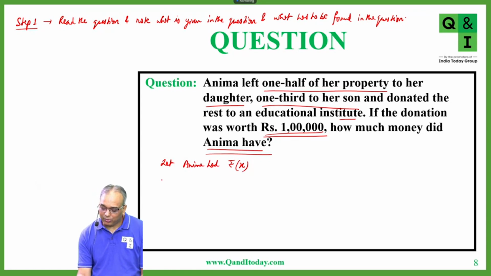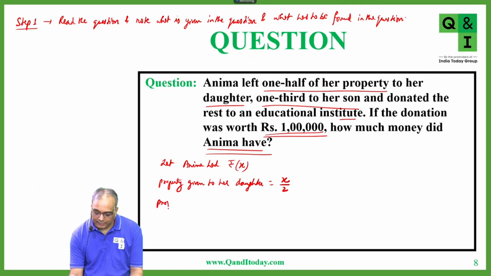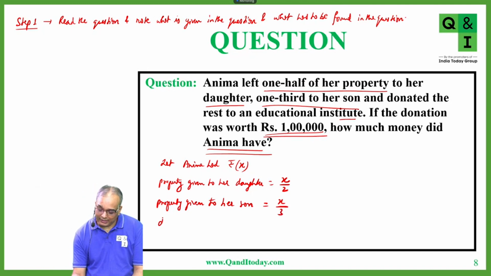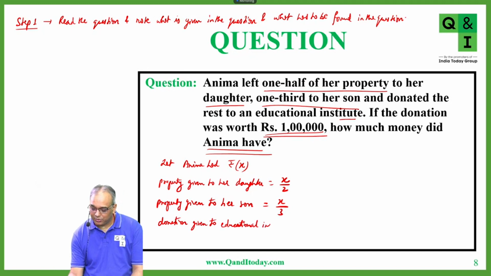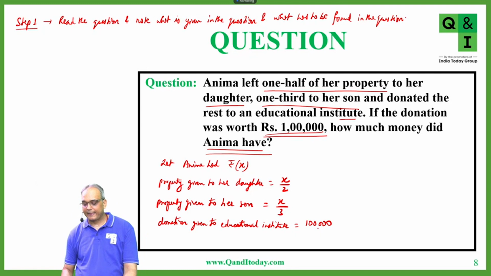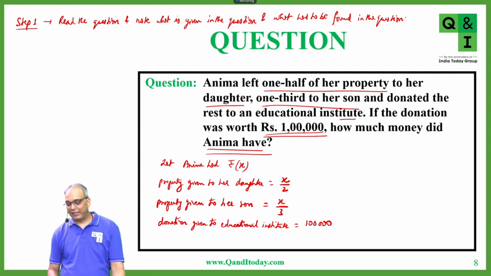Okay. So the property given to her daughter will be X by 2, and the property given to her son is X by 3, and the donation given to the educational institute is equal to 1 lakh rupees. Okay. So you have to find the value of X.